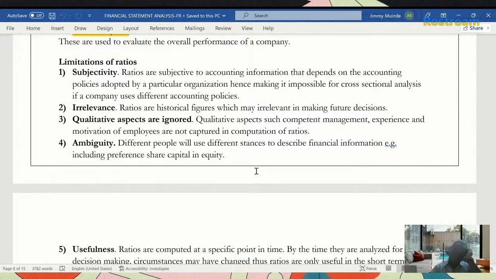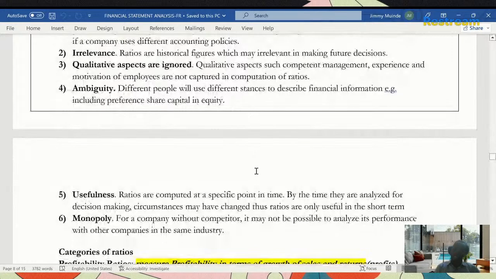Then there is also the qualitative aspect, which is ignored, meaning that mostly the financial ratios look at the quantitative element in terms of figures. They ignore qualitative aspects, such as motivation of employees and satisfaction of customers, amongst others. In addition, ratios are also ambiguous, meaning that different people use different stances to describe financial information, so the information is viewed by different people from different perspectives.